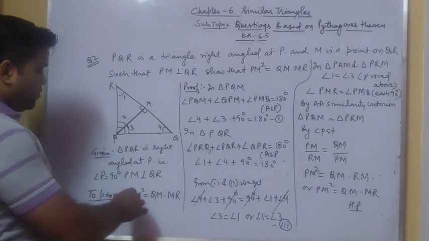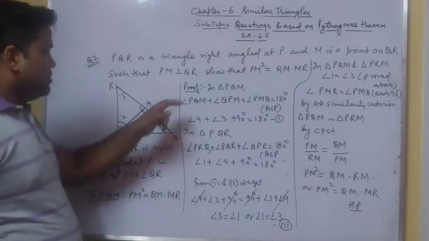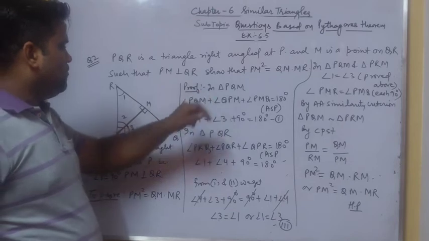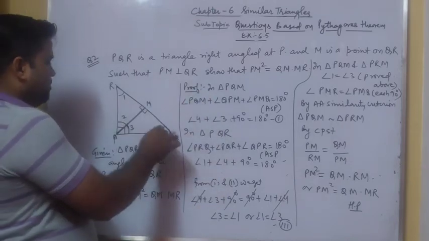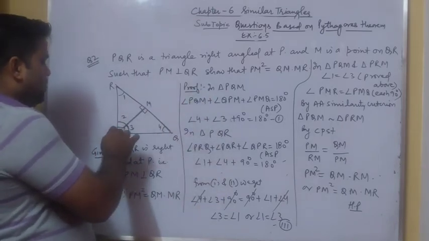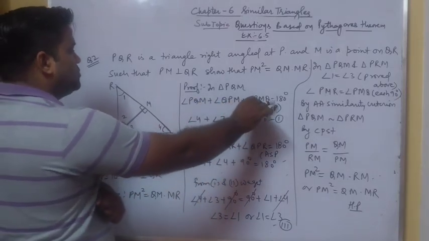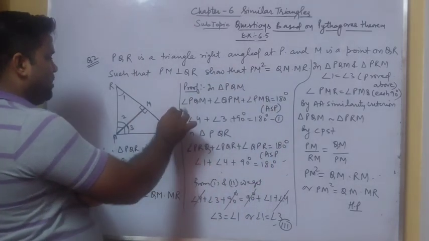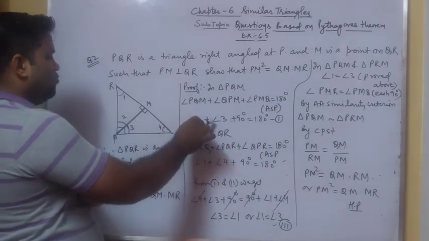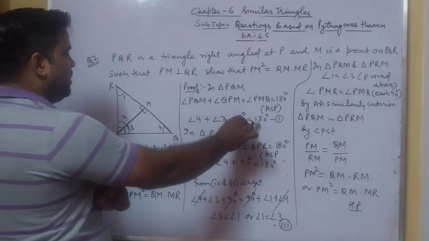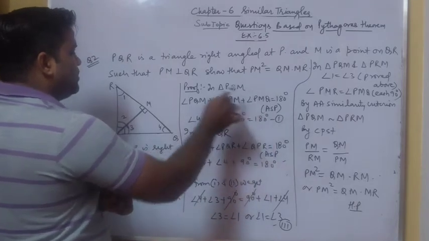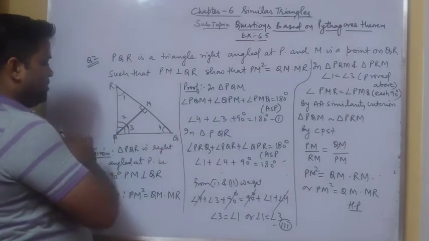As we have to prove PM square equal to QM into MR, so let us begin the proof. First of all we look in the triangle PQM. Here by angle sum property we write angle PQM plus angle QPM plus angle PMQ is equal to 180 degree. So here angle PQM is angle 4 plus angle 3 plus 90 degree equal to 180 degree, and we consider this as equation first from the figure.